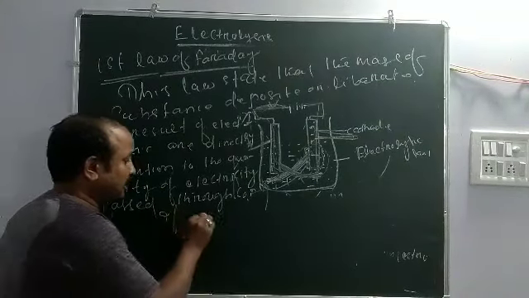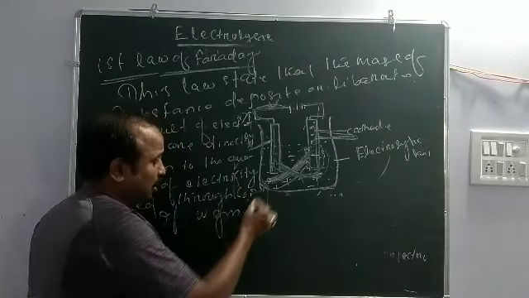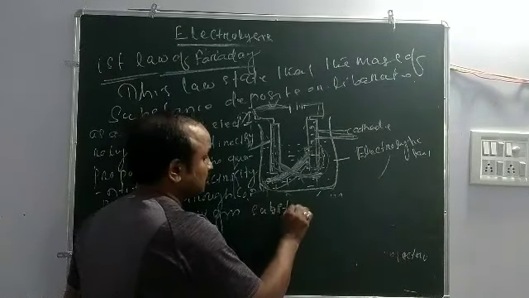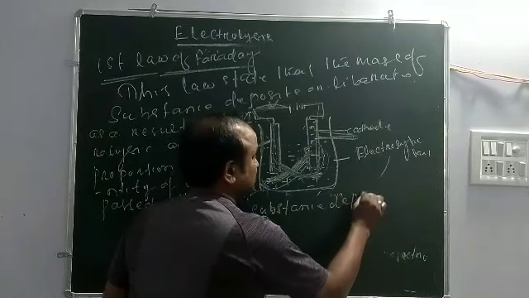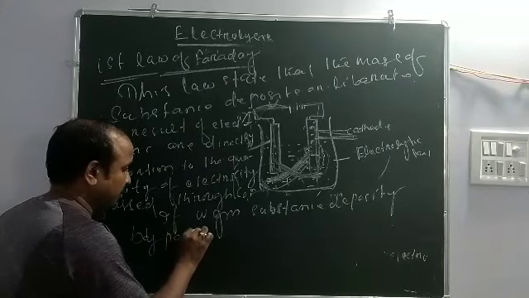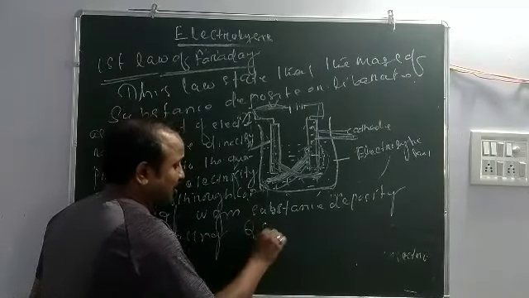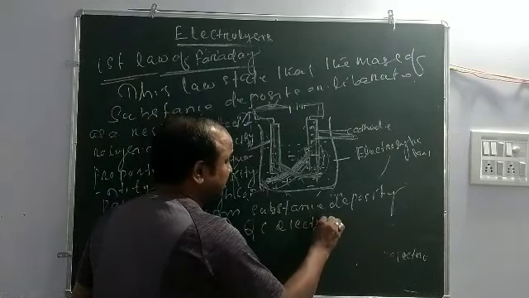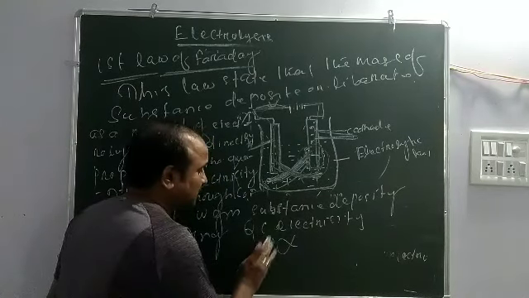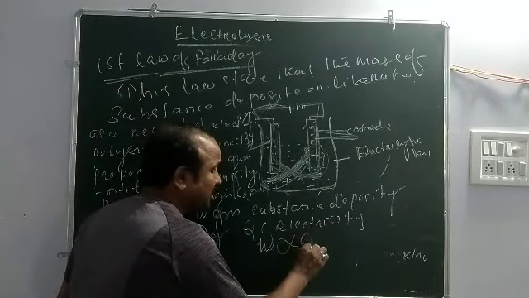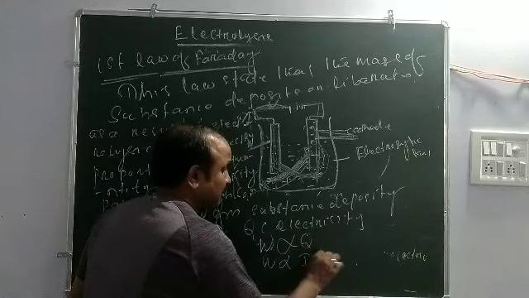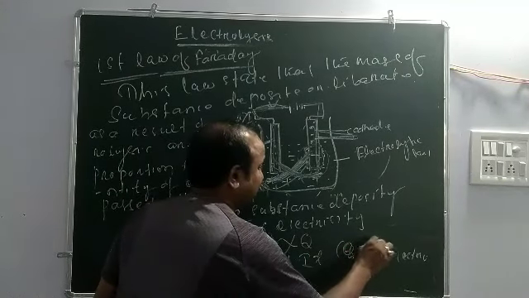Means if W gram of substance is deposited by passing Q coulomb of electricity, then W is directly proportional to Q, or W is directly proportional to It, because Q equals It.